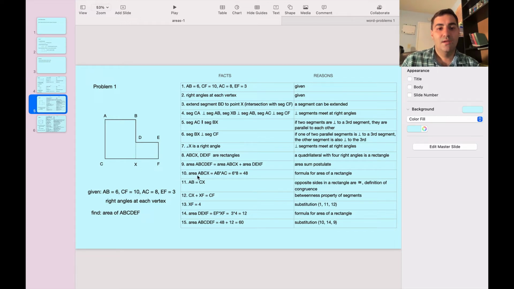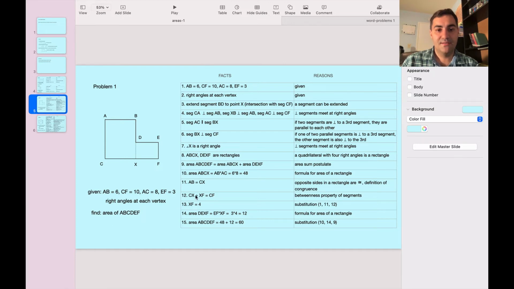We can do area of ABCX is equal to length of AB times length of AC. 6 times 8 is 48. We know opposite sides in a rectangle are congruent, and by the definition of congruence, length of AB equals length of CX. Length of CX plus length of XF equals length of CF by the betweenness properties of segments. Therefore, we can do some substitution. We know that CF equals 10.